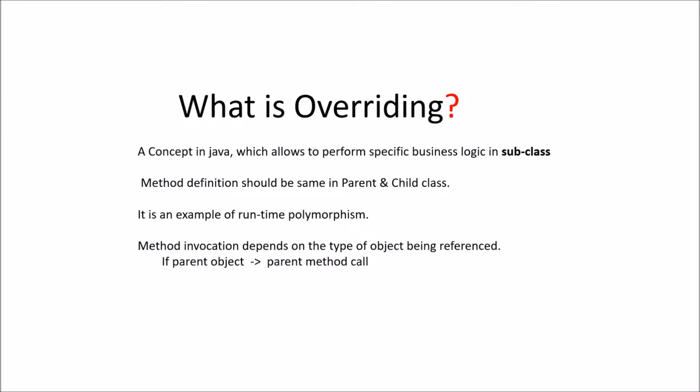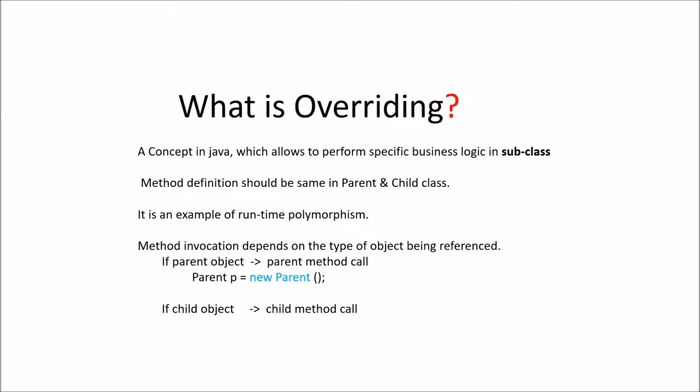So you can create a parent object like Parent p = new Parent. So here I'm creating object of parent and p is a reference. So obviously any method call that you do with p as a reference will call the method from parent class. Another way is if you create child object, child method call will happen.